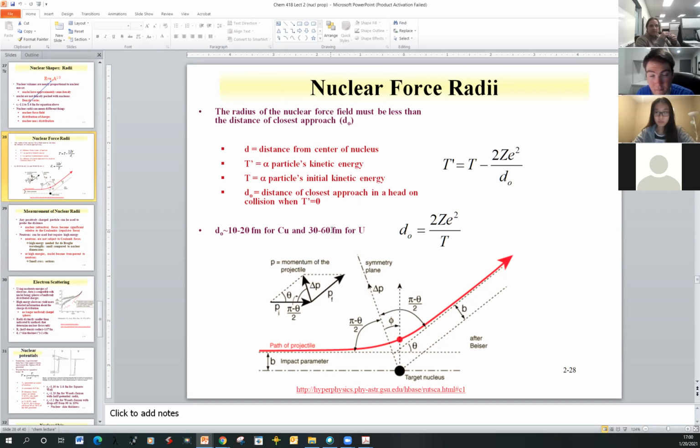As long as I'm hitting a nucleus with a charged particle, I'm really measuring the Coulombic field. If I have more energy, it can get closer before being scattered, right?